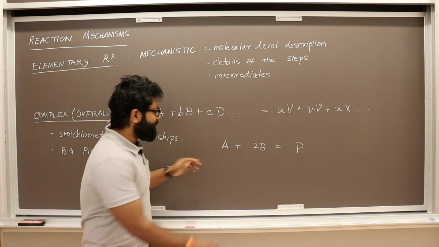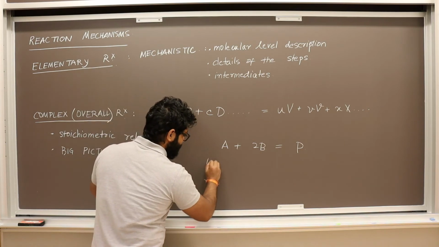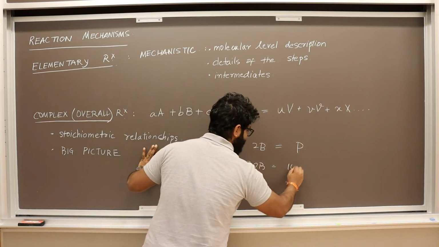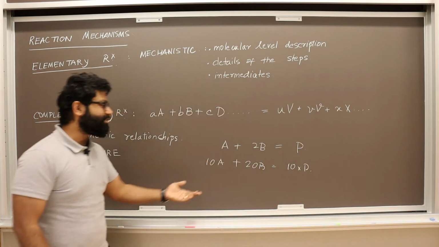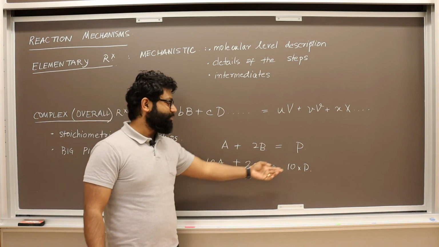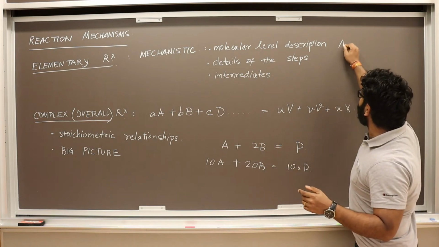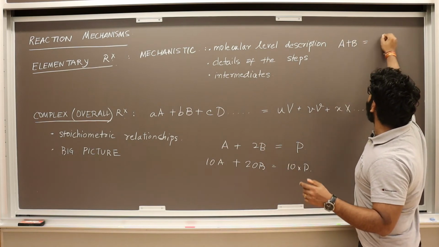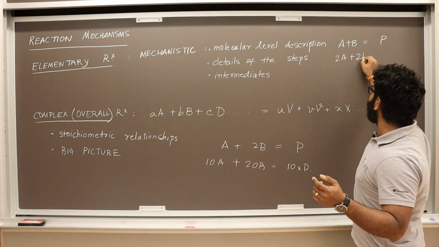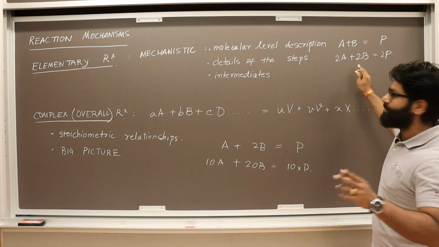Because if this is true for the overall complicated reaction, even this will be true. I mean, if you start with 10 moles of A and 20 moles of B, you will get whatever the products are. But in here, if you say A plus 2B gives you some kind of products, and you say 2A plus 2B gives you some kind of product, these two are not the same, right?